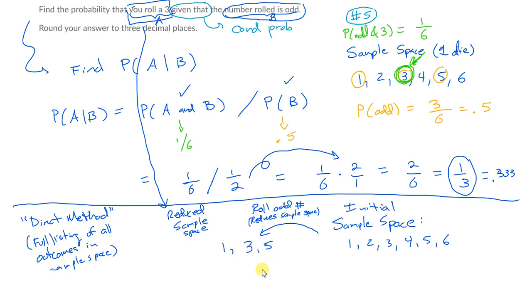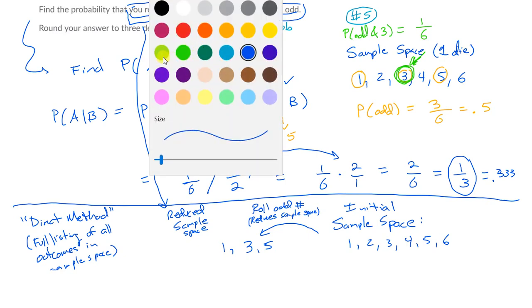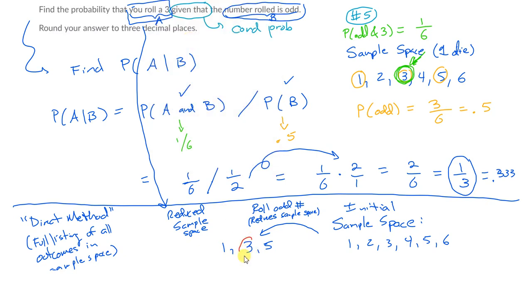In this reduced sample space, what's the chance of getting a 3? The answer is there's one way to do it. So the probability of event A, rolling a 3, in the reduced sample space is one way the outcome occurs divided by 3 outcomes total, 1/3.